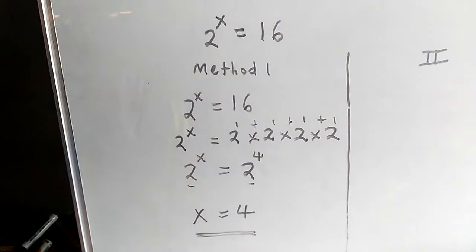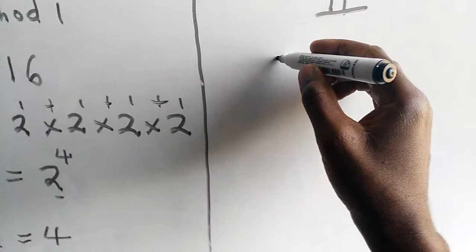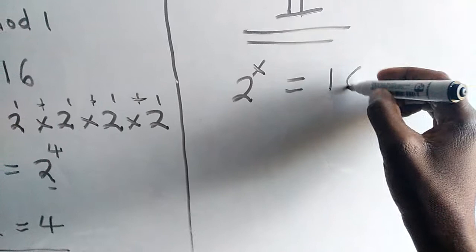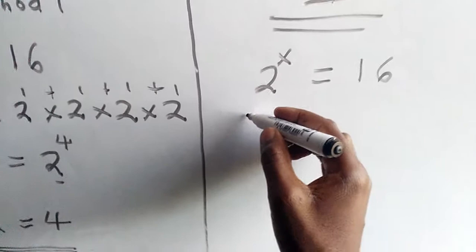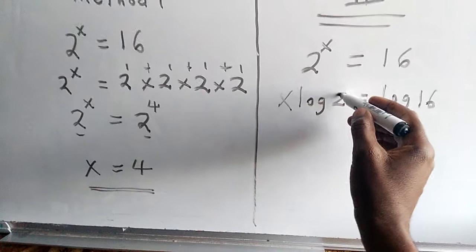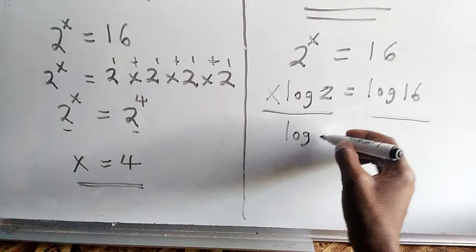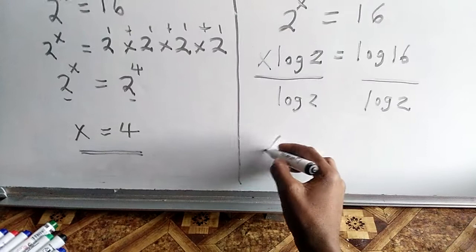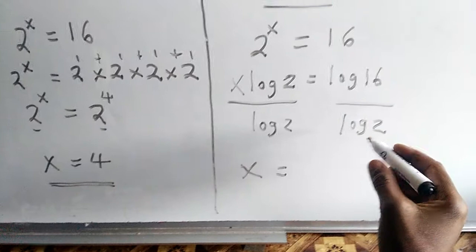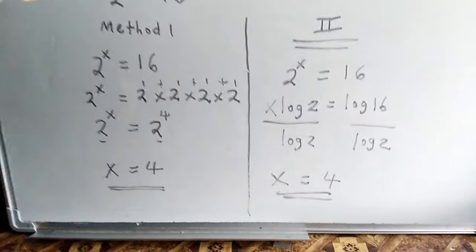Okay. The other method, we're saying you introduce the log. You have 2 to the power of x being equal to 16. You introduce the log, and once you introduce the log, the power drops. Therefore, you have x log 2 being equal to log of 16. Divide both sides by log 2. Your x will therefore be equal to log 16 divided by log of 2. It will give you 4. Okay.